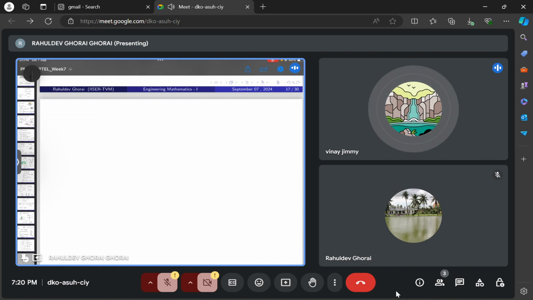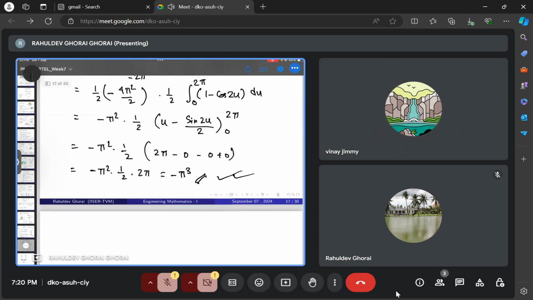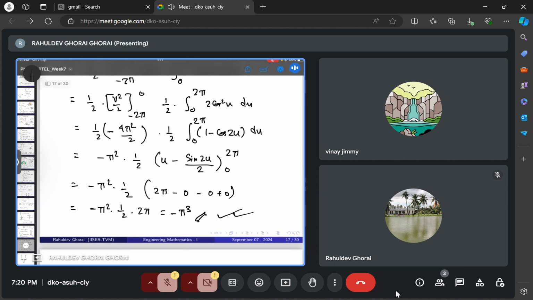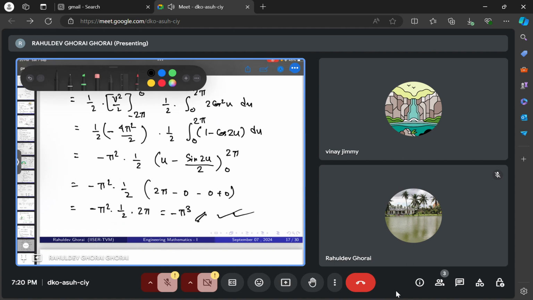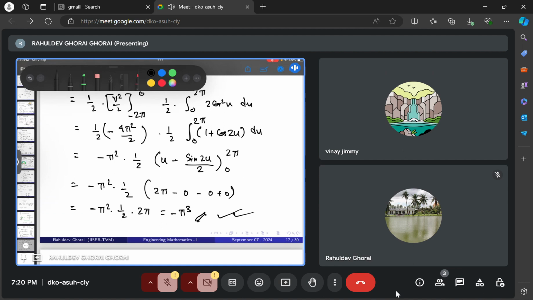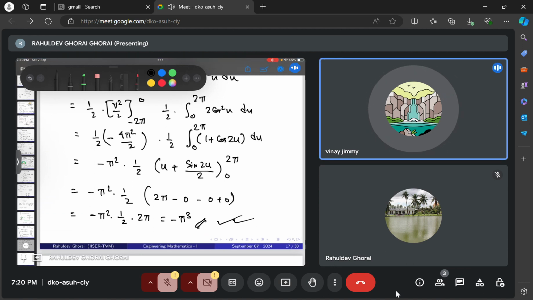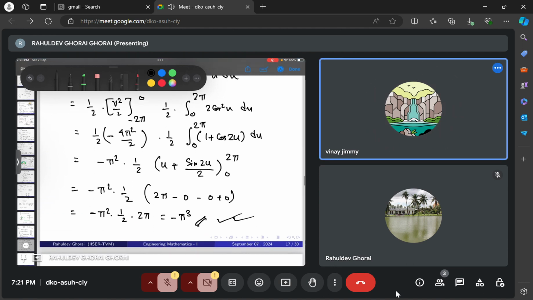Sir, the identity 2 cos square u came as 1 minus cos 2u? Yes. Sorry, 1 plus cos 2u, right? This is 1 plus cos 2u, right? Yeah, it will be 1 plus cos 2u. It should be 1 plus cos 2u, right? Okay, it came out sin 2u by 2. Yes. 0 to 2 pi. Yes.